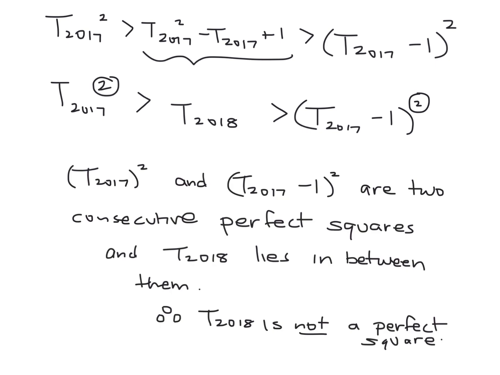So we can conclude that since this guy is a perfect square, and that's a perfect square, obviously, and they're consecutive perfect squares, right? T 2017 minus 1 is an integer, and then the very next integer, if you add 1, would be T 2017. So since they're consecutive perfect squares, and this lies in between them, it cannot possibly be a perfect square. So that is basically the proof for 3D.